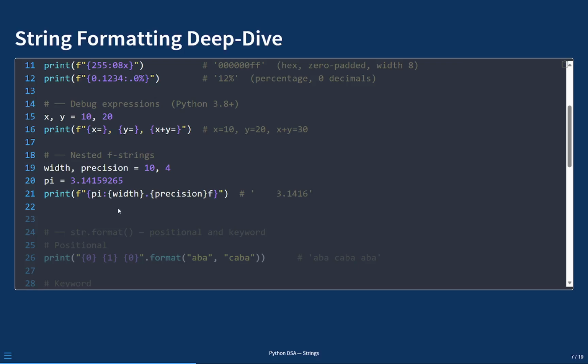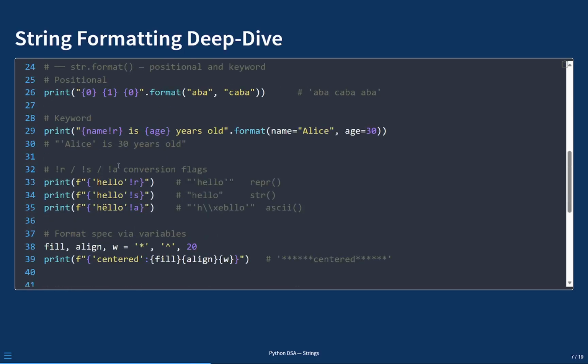Click, str.format supports positional references, 0 and 1, and back to 0 again, and keyword references. The conversion flags !r, !s, and !a apply repr, str, and ascii to the value before formatting.